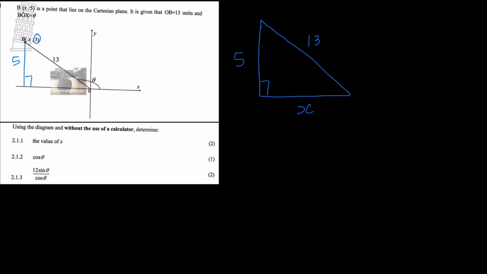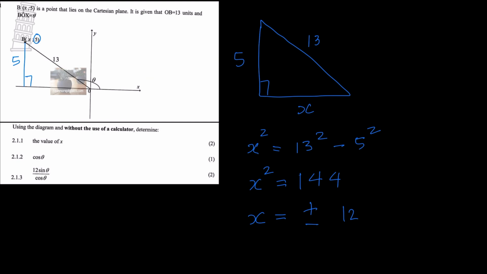Now x can be solved using Pythagoras. So we can say that x squared is equal to 13 squared minus 5 squared. We can then simplify. x squared is equal to 144, and then x is equal to the square root of 144, which is plus or minus 12. Now we need to decide whether to use plus 12 or minus 12. If you look at our diagram, point B lies on the negative x region of the Cartesian plane, meaning that we need to choose minus 12.